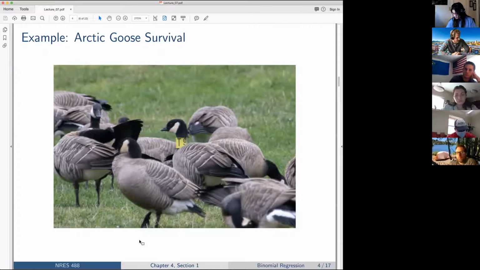Recall that our most basic population model is our BIDE model, where we have the population size at time t plus 1 equals the population size at time t, plus the number of births into the population, plus the number of immigrants into the population, minus the deaths, minus emigrants. So the number of deaths is an important component of that population. And how we can estimate that is by estimating survival rates.